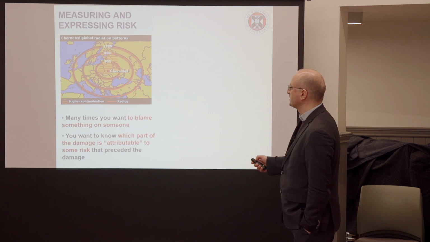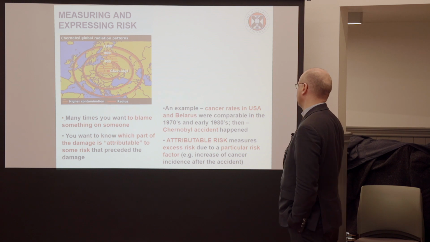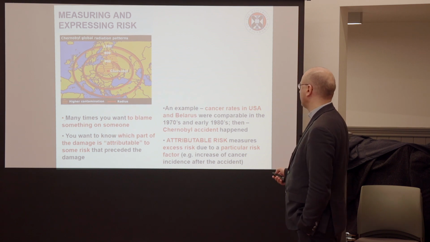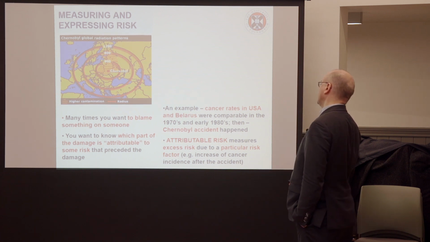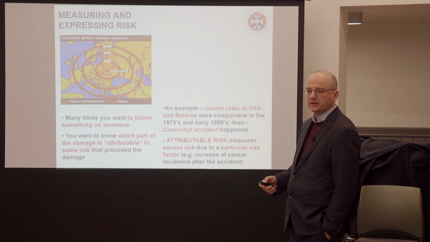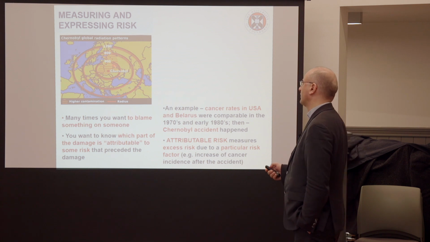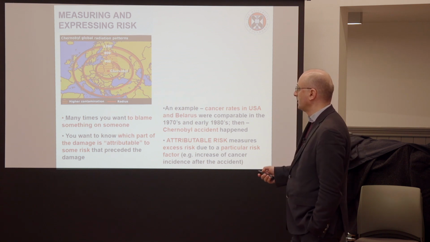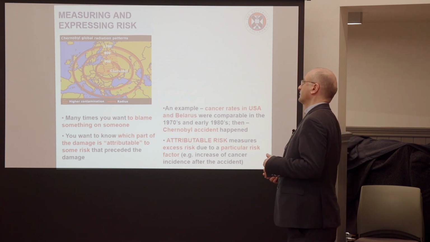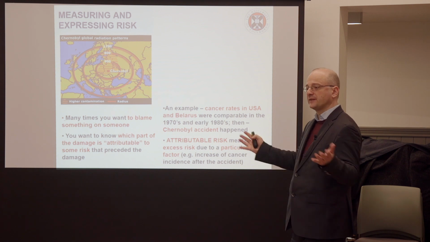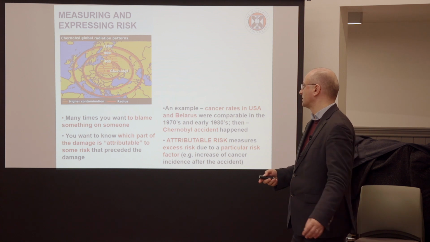Let's say there was the Chernobyl incident, and we had cancer rates in the USA and Belarus comparable in the 1970s and early 80s, and then the Chernobyl accident happened. So all of a sudden, we were no longer interested in relative risks between Belarus and America, or absolute risk in America or Belarus. We were interested in what part of the incidence of cancer after the incident could have potentially been attributed to this incident, and what part was just expected.